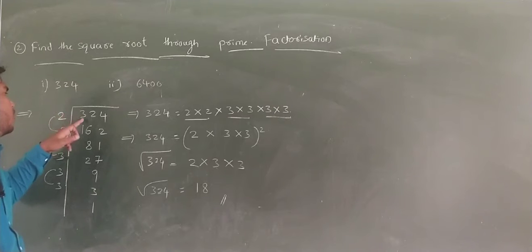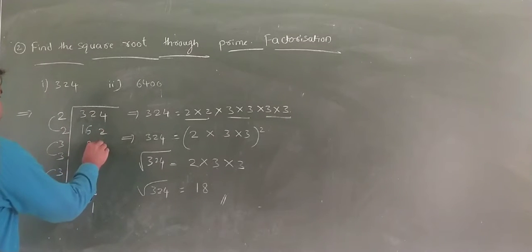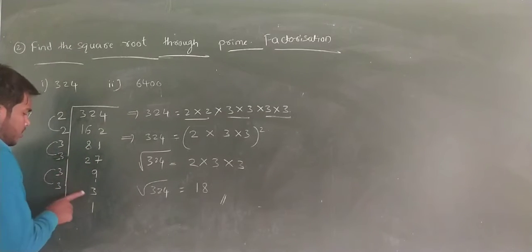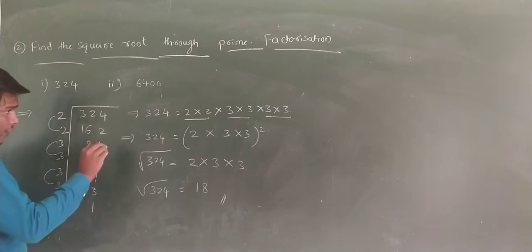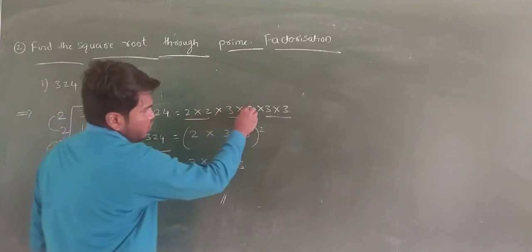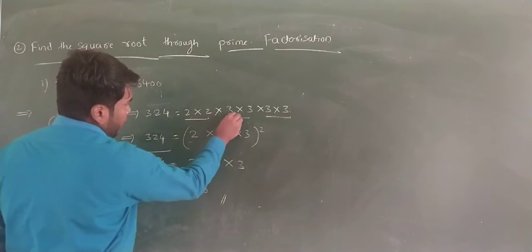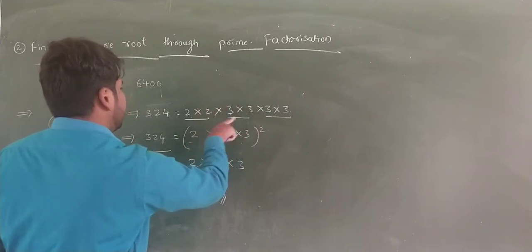2 1s are 2, 1 remains, 2 6s are 12, 2 2s are 4, again 2 8s are 16, 2 1s are 2. Okay, again see, 3 2s are 6, 2 remains, 3 9s are 27. Again 3 9s are 27, 3 3s are 9, 3 1s are 3. So write the factors: 2 into 2 into 3 into 3 into 3 into 3. From these pairs write only 1 from each pair, so it is the whole square.